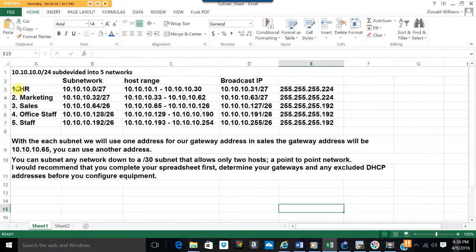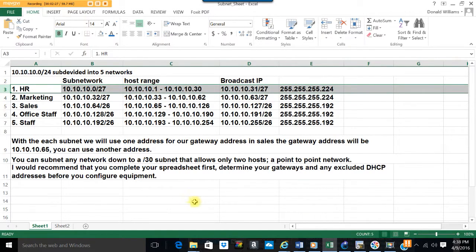So what we have here, we have HR, which has 20 employees. So they're going to have a 10.10.10.0/27 network. The host range of that network is 10.10.10.1 through 10.10.10.30. And the broadcast IP address of that network is 10.10.10.31. And the subnet mask is 255.255.255.224. So that will give them 30 IP addresses to use, which will give them a little bit of room for expansion. They said they needed 20, but they will have 30.